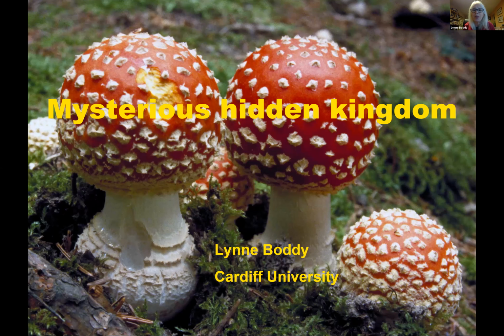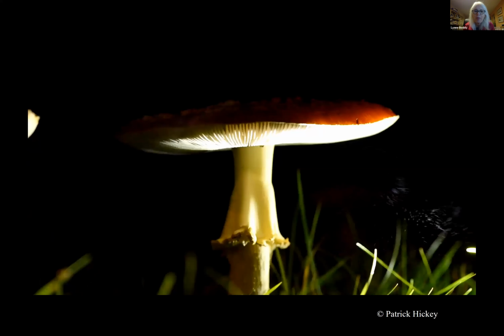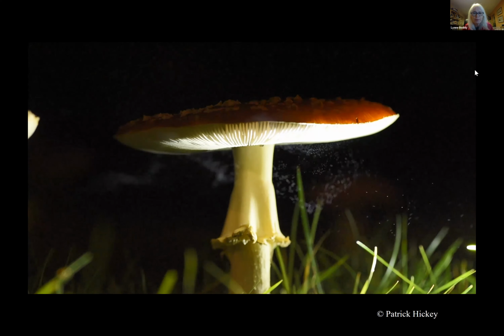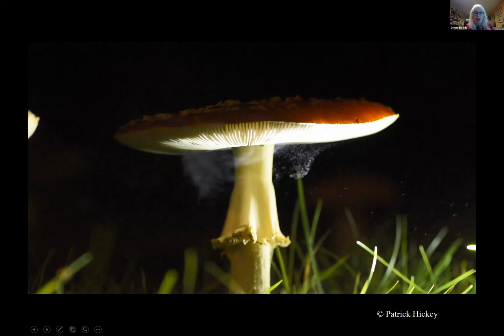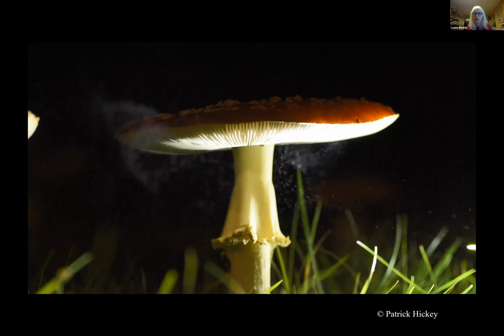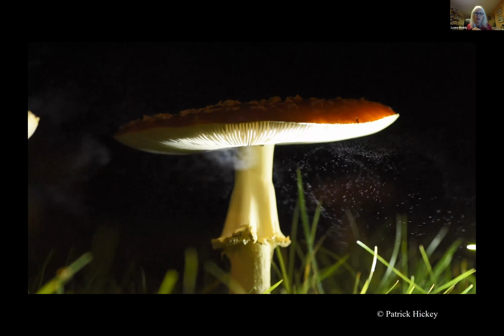Right. So, the mysterious hidden kingdom. I'm imagining that this is probably the sort of thing that you're expecting to see. It's the fruit body of a fungus. It's the fly agaric, Amanita muscaria. But actually, it is just the fruit body, and of course, it's equivalent to the flowers and fruits of flowering plants. As with plants, there's much more to them than just the flowers or fruits, the leaves and the roots and the shoots, etc. And there's much more to the fungus than just the fruit body.